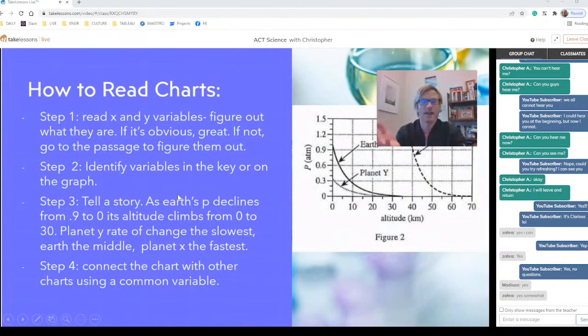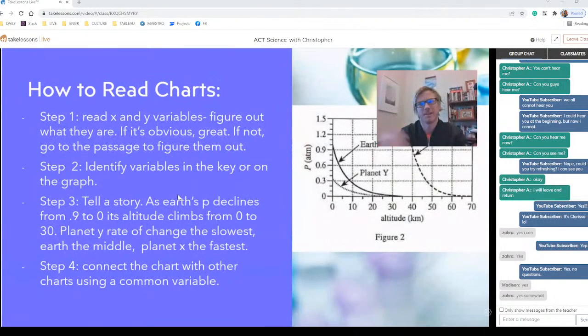So the way I like to do it, and I think the best way to do it, is to read the X and Y variables first. In this specific example, they give you P and they give you altitude. Altitude, I right away understand, and I look at the numbers on there and I go, okay, so the altitude, height above something, goes from 0 to 70. I get it.